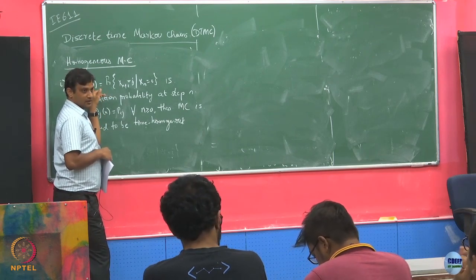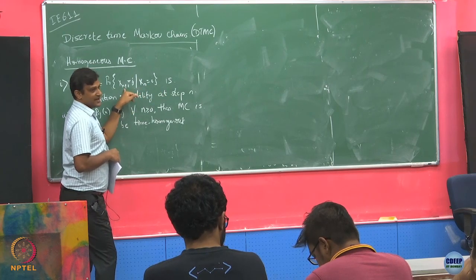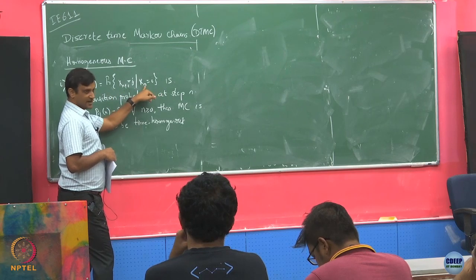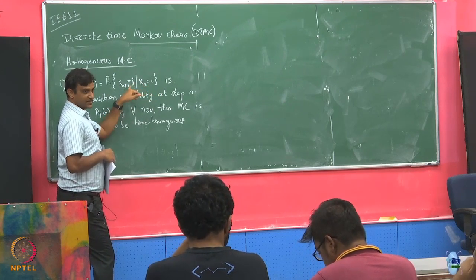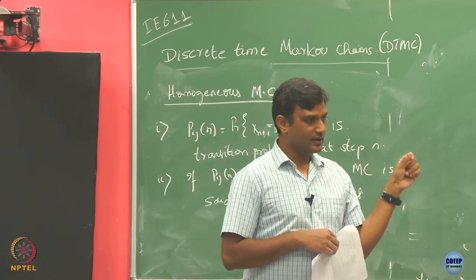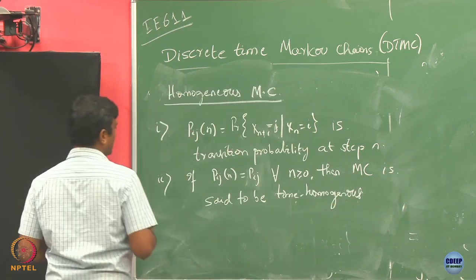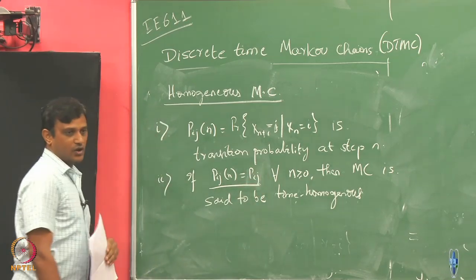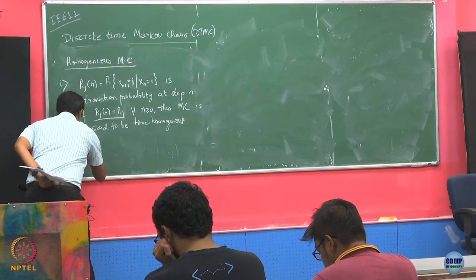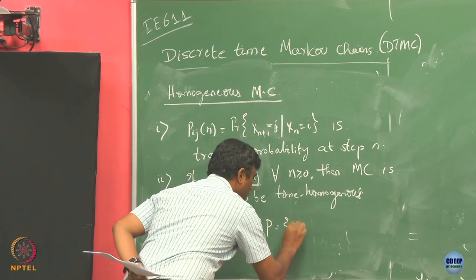Suppose you take n equals 10. This is saying on the 10th step you are in state i, what is the probability you go to state j in the 11th step? If you take n equals 100, you are in state i in the 100th step, what is the probability you go to state j in the 101st step? If these probabilities are the same irrespective of which step you are in, then we call it a time homogeneous Markov chain. This does not depend on n, and we just denote it as Pij. Now I am going to construct an S cross S matrix P of Pij's.